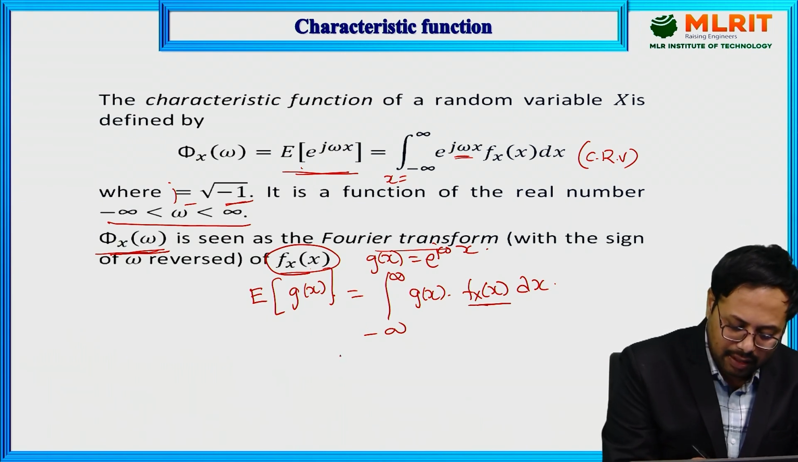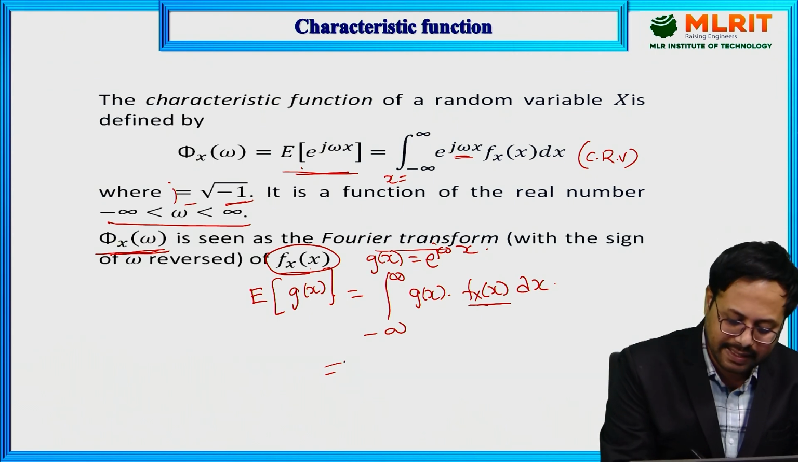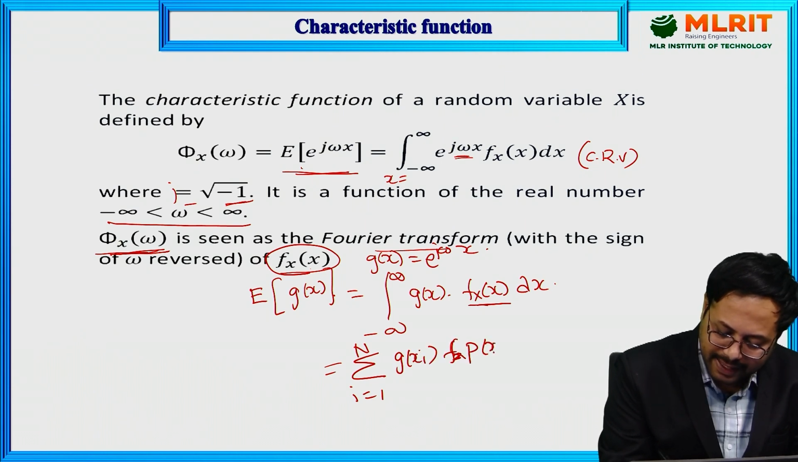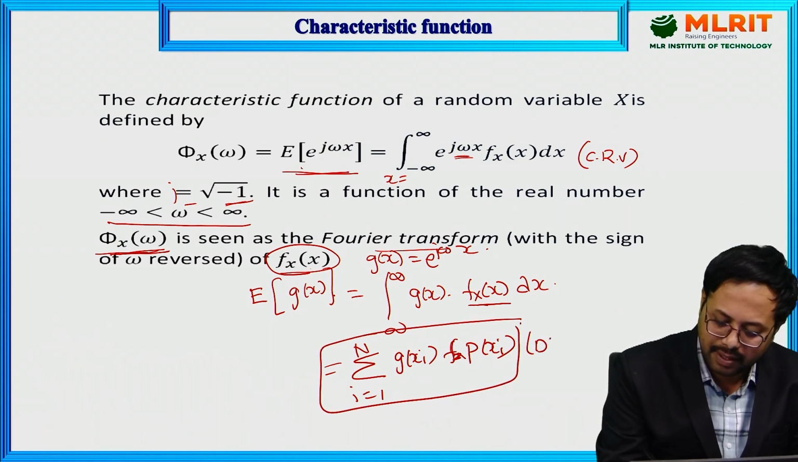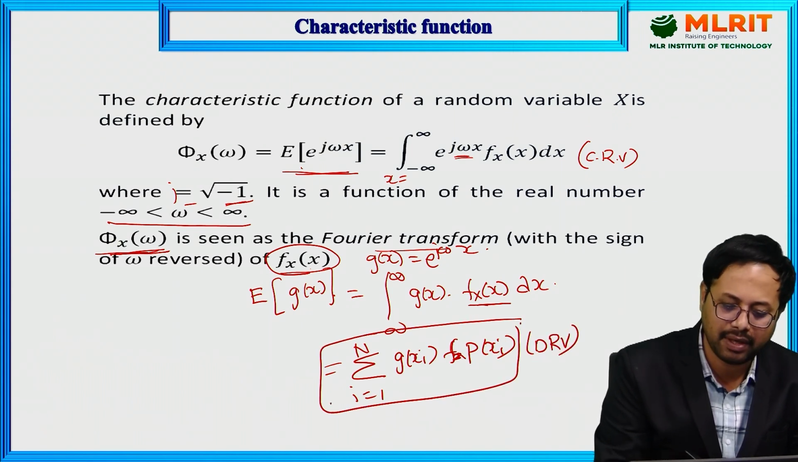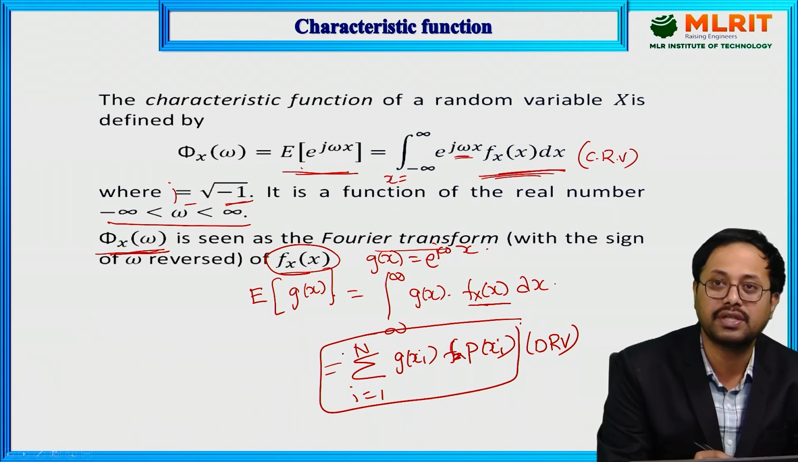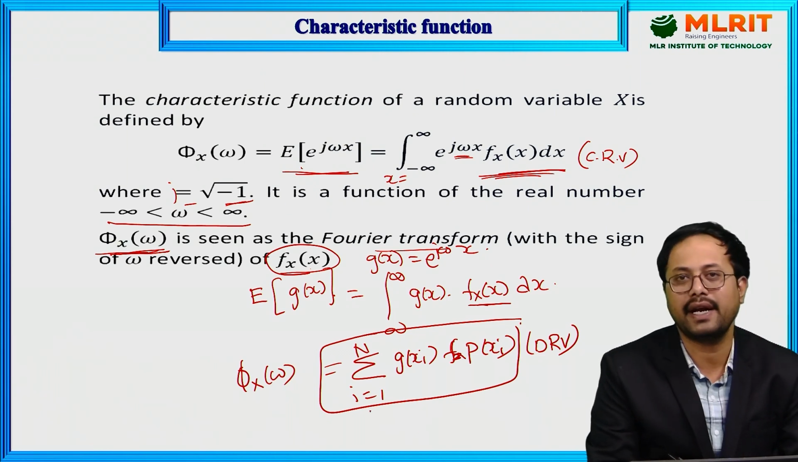Now, this is for a continuous random variable. For a discrete random variable you can give the summation i equal to 1 to n of g of xi times p of xi, instead of fx of x. This is the case for a discrete random variable, and the other is the case for a continuous random variable. These two are the definitions of characteristic function for both the discrete and continuous cases.